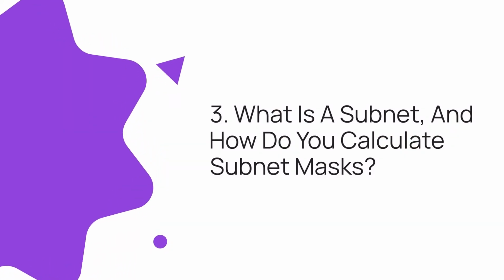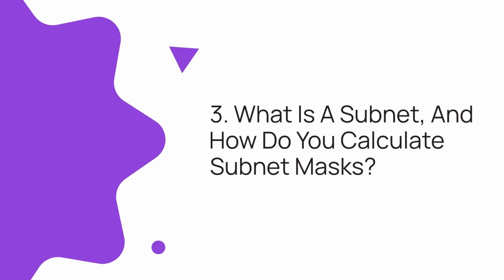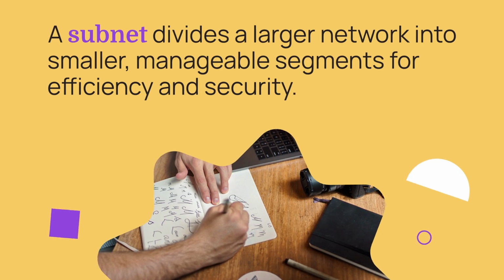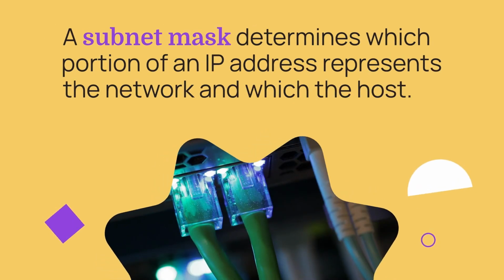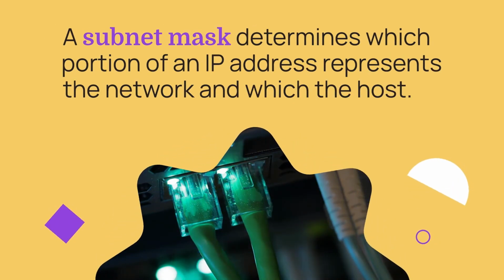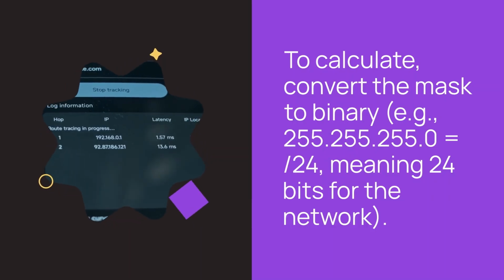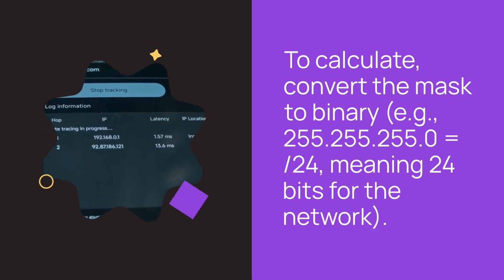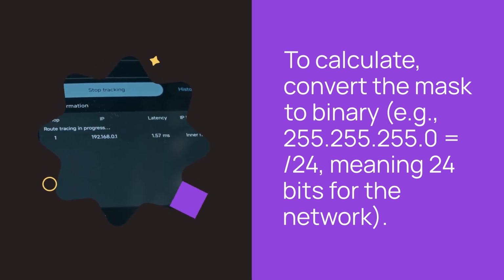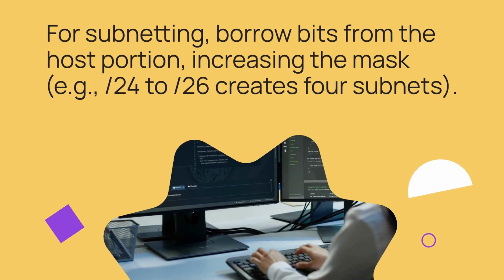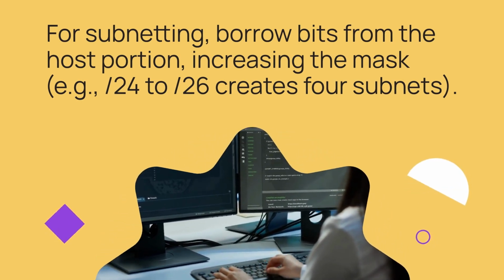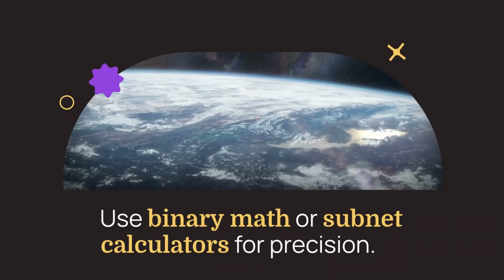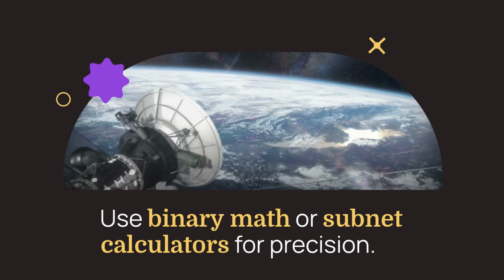3. What is a subnet, and how do you calculate subnet masks? A subnet divides a larger network into smaller, manageable segments for efficiency and security. A subnet mask determines which portion of an IP address represents a network and which the host. To calculate, convert the mask to binary, e.g., 255.255.255.0 equals /24, meaning 24 bits of network. For subnetting, borrow bits from the host portion, increasing the mask, e.g., /24 to /26 creates 4 subnets. Use binary math or subnet calculators for precision.